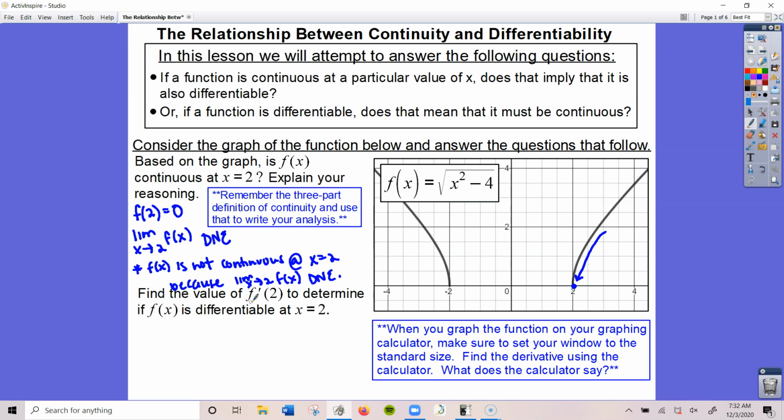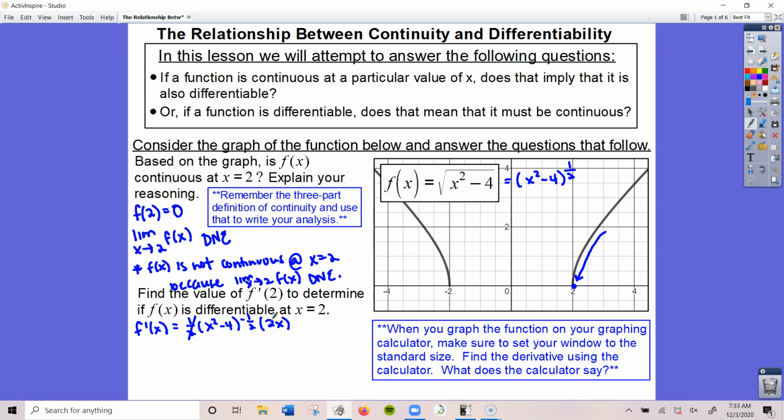Now we're going to see if we can find the value of f prime of 2 in order to determine if f of x is differentiable at x equals 2. So I'm going to go ahead and take my function here and rewrite it as x squared minus 4 raised to the 1/2, and find that derivative. So f prime of x would equal 1/2 times x squared minus 4 raised to the negative 1/2. And because of the chain rule, I have to multiply by the derivative of the inside, which is 2x.